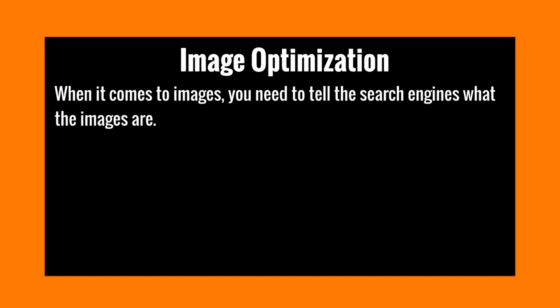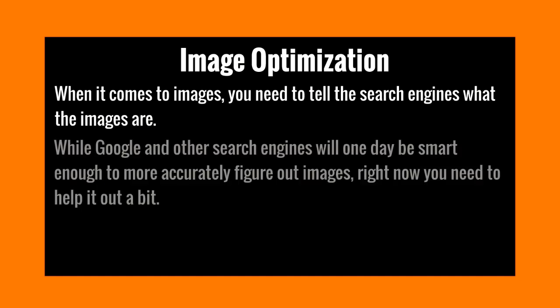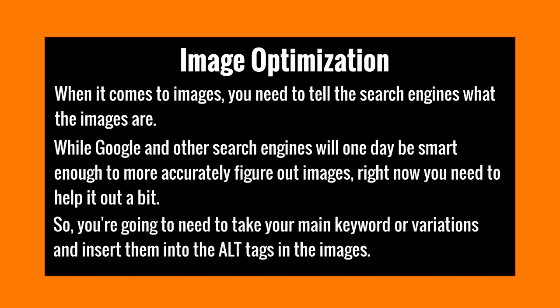Now, there are ways that Google can figure out what the images are, which we'll talk about in just a second. While Google and other search engines will one day be smart enough to figure out what images are, right now you need to help them out just a little bit, get them a kickstart. So you're going to need to take your main keyword or variations of the main keyword, or even specific keywords based on the main keyword, and insert them into the alt tags in your images. If you don't know what those are right now, don't worry about it. We're going to show you in just a minute.